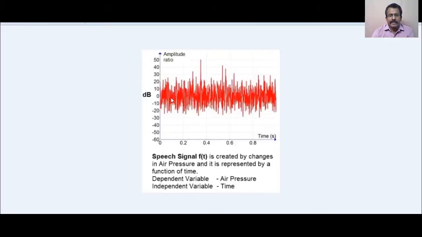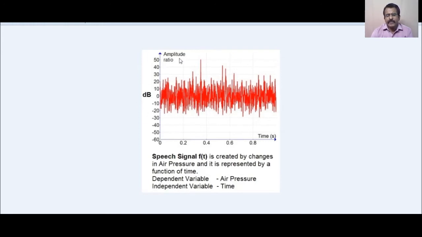So we'll see, this is the speech signal amplitude with respect to time. The x-axis variable is time in seconds, and the y-axis variable is the amplitude ratio. The amplitude ratio is measured in dB, decibel, so sound is measured in decibel. The y-axis variable is sound in dB, that is the amplitude of that sound. So we are getting some variations in that amplitude with respect to time based on our vocal pressure. It is an example of a one dimensional signal.